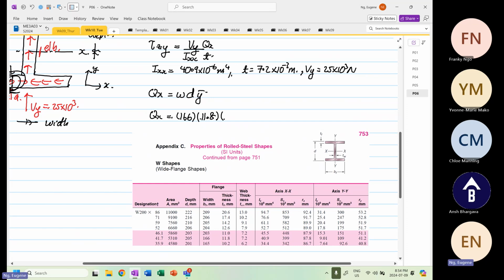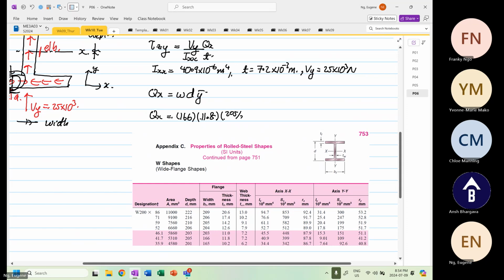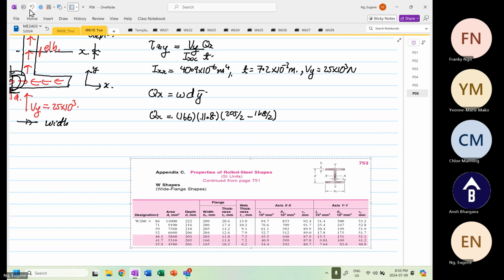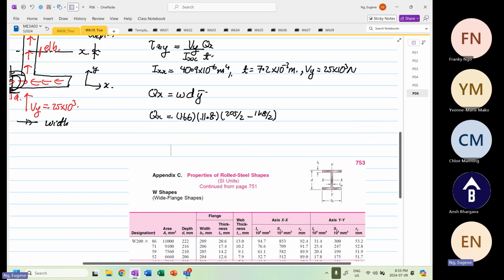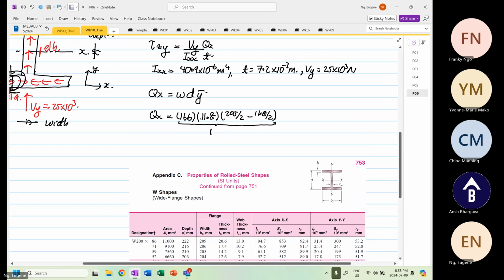And then the y bar, right? The y bar now is equal to d divided by 2. D is 205 minus 11.8 divided by 2. Okay, so this over here, right, one. This over here is for the flange. Okay, so this term over here is for the flange.